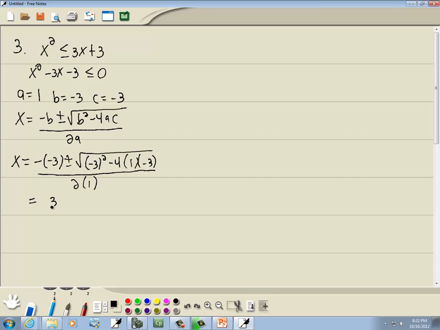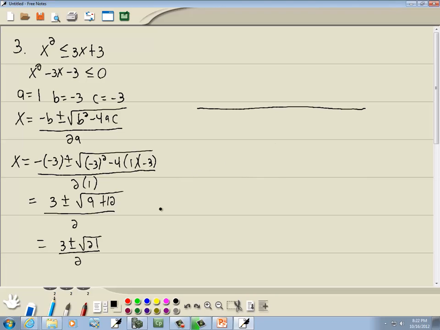Well, negative becomes a positive 3 plus or minus. Negative 3 squared is 9. Negative 4 times 1 is negative 4, times a negative 3 gives you a positive 12, over 2, which gives us 3 plus or minus square root of 21 over 2.